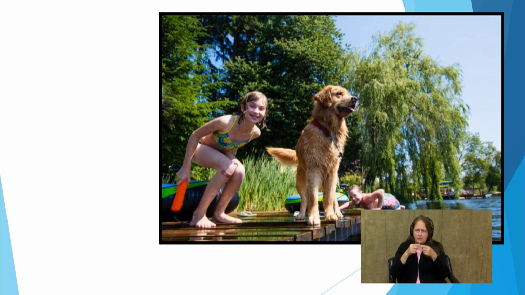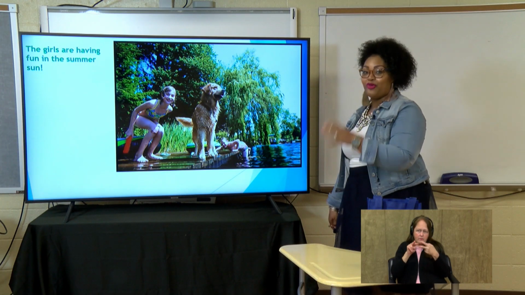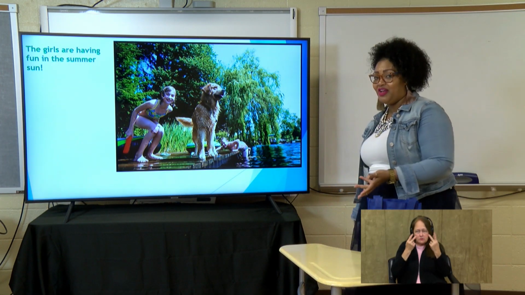I see a lot here. I see two girls, a dog, water. I can see maybe like a paddle boat back here in the background. They're having fun. What is our main idea? These girls are having fun in the summer sun. Now, how do we know that they're having fun? Everything that we are visualizing proves it. It tells us that they're having fun.